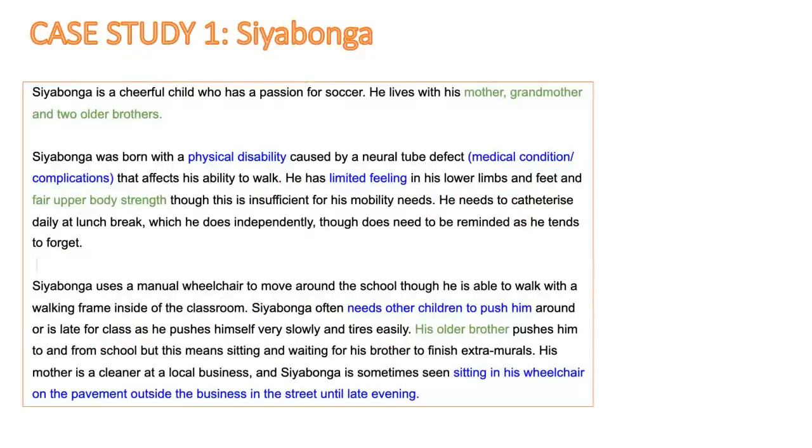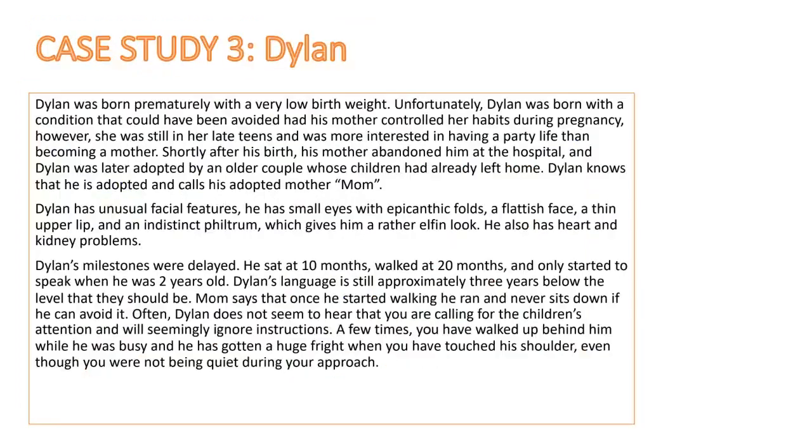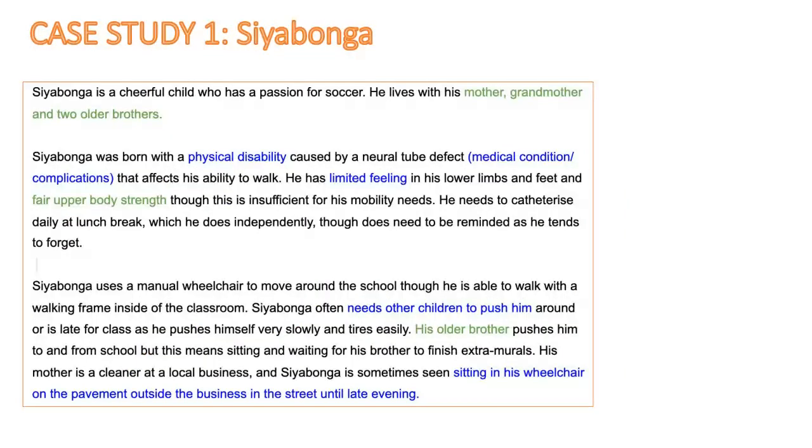So what I'm going to do now is very quickly look at just the beginning of each of these stories, and you can see what I've done in the first one. This is just to give you an idea of how you can go through and analyze the case study. If I'm analyzing it, I started with Siyabonga as a cheerful child who has a passion for soccer. He lives with his mother, his grandmother, and his 2 older brothers. Siyabonga was born with a physical disability caused by a neural tube defect. It's a medical condition that has complications that affect his ability to walk.